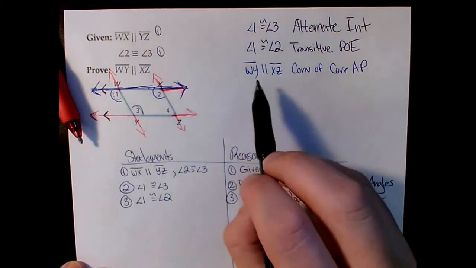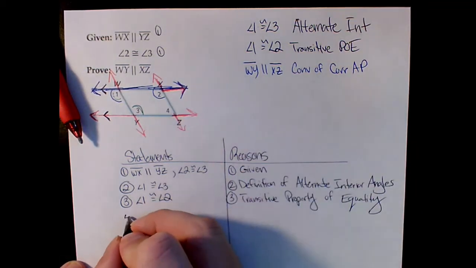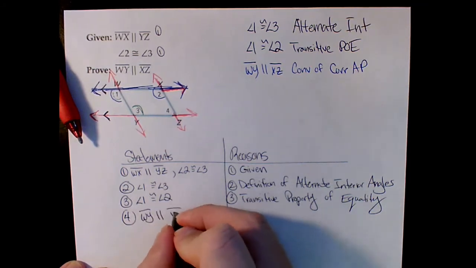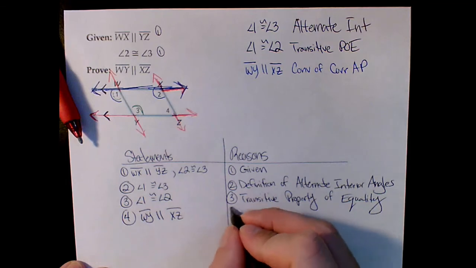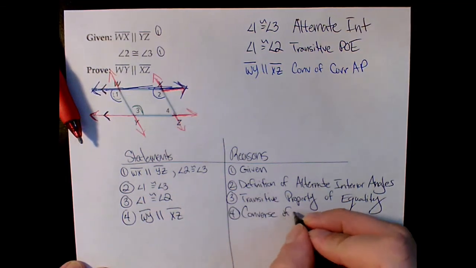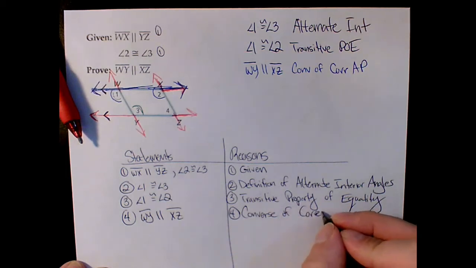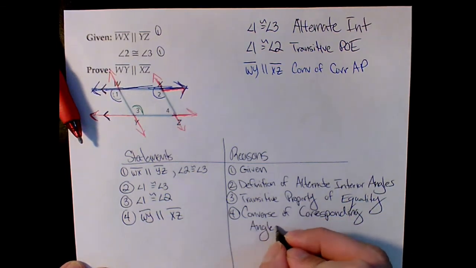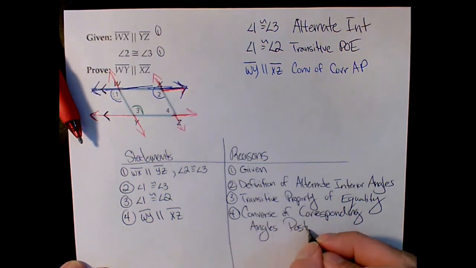And last but not least, I have what I need to prove, that WY is parallel to XZ. And the reason why I use that is the converse of corresponding angles postulate. Cool.